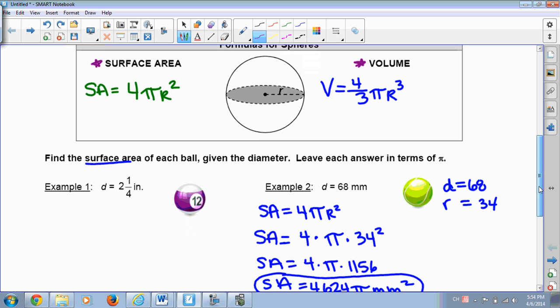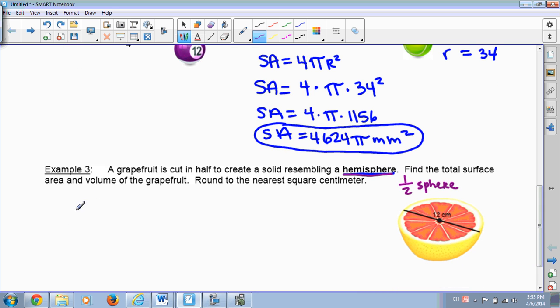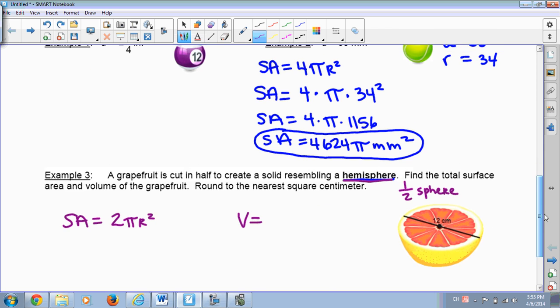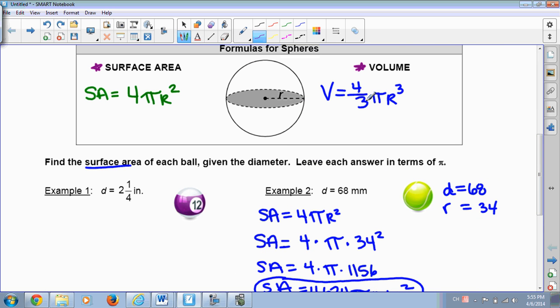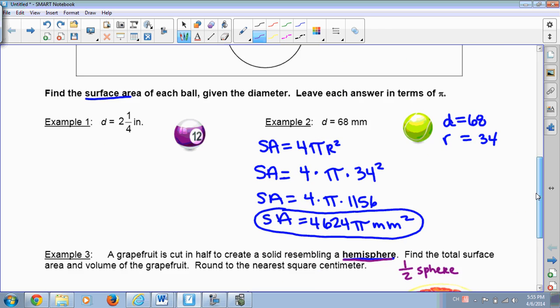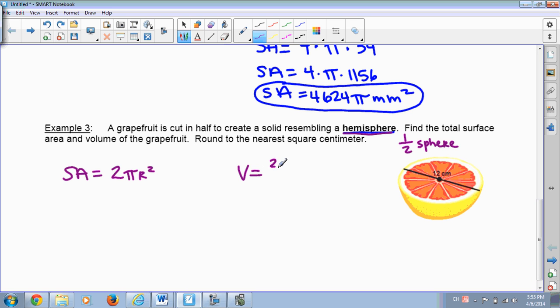So instead of surface area being 4 pi r squared, it's going to be 2 pi r squared because we're only using it for half the sphere. And for the volume formula, instead of 4/3 pi r cubed, half of 4/3 is just 2/3 pi r cubed. So these are the two formulas we'll be using because we're only using half the sphere.